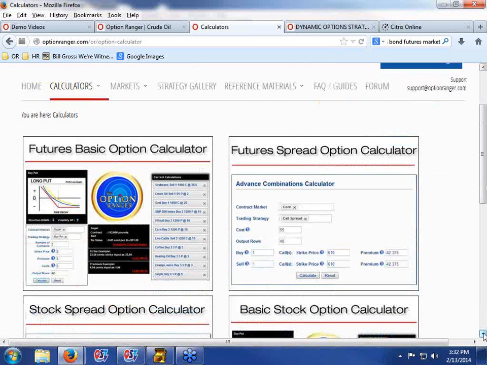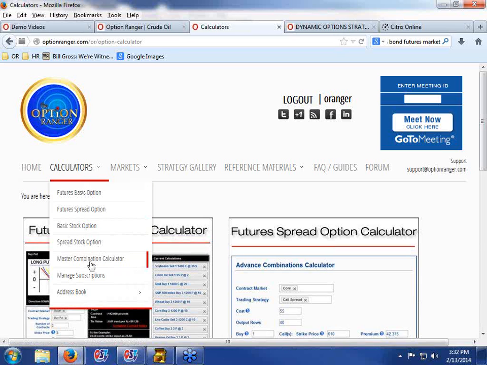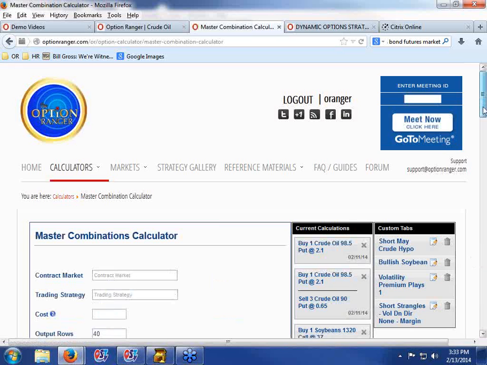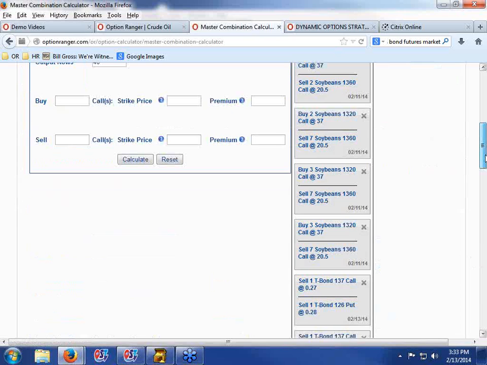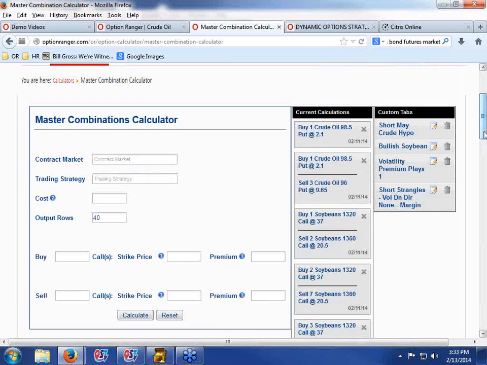short strangles that were discussed. So let me pull up our master combination calculator. And for the sake of seeing some of these illustrations, we're not going to do a lengthy example of inputting the trade so that you can see as much as possible, be exposed as much as possible.